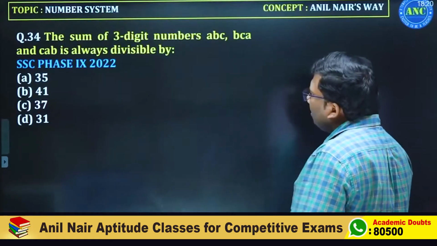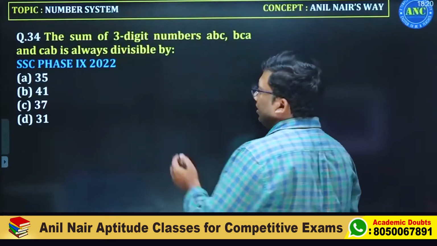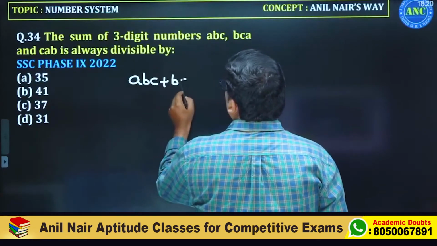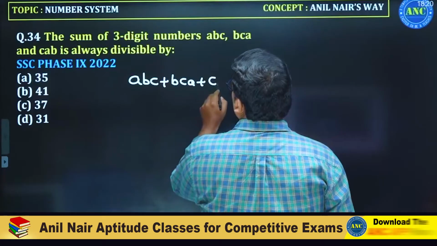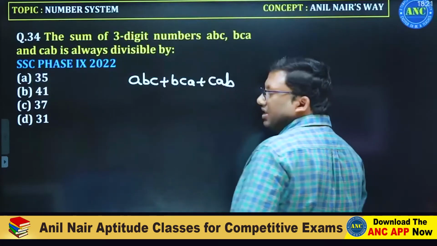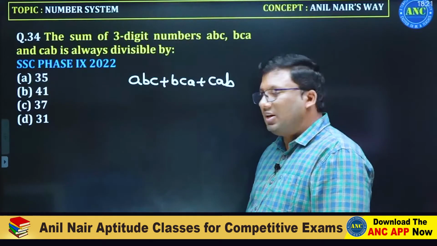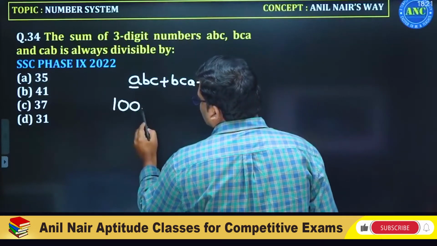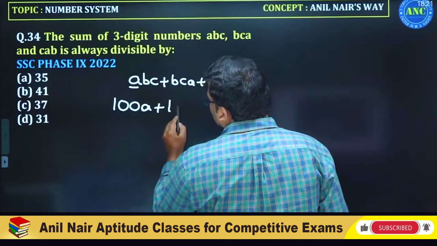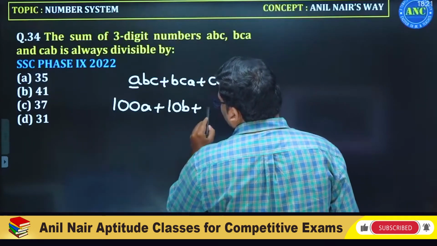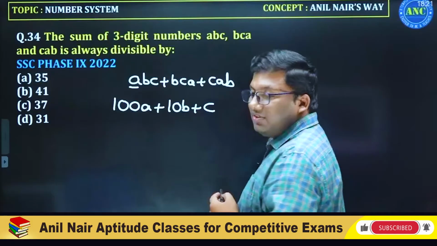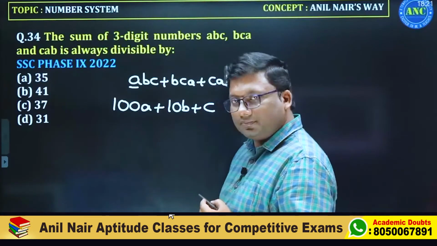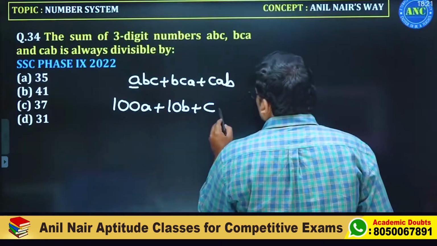34th. The sum of a 3-digit number ABC plus BCA plus CAB. Right, now see here. Here A is in hundreds place. So the value of A is 100A. B is in tens place. So the value of B is 10B. In the first number, A is in hundreds place, B is in tens place, C is in units place.